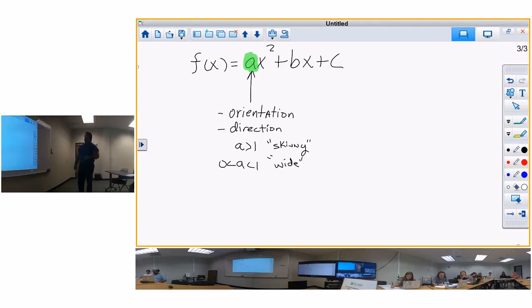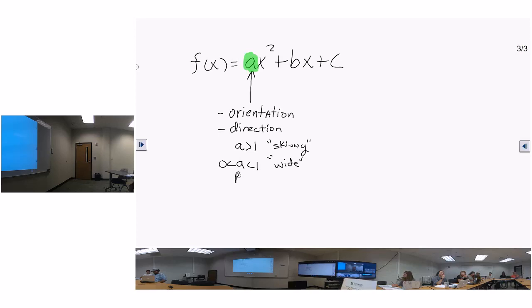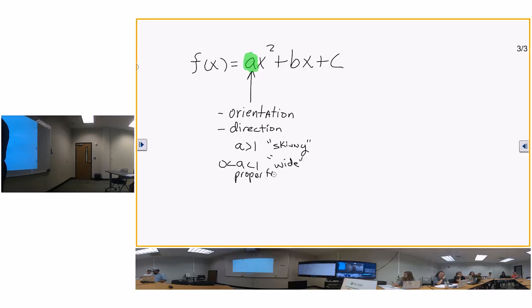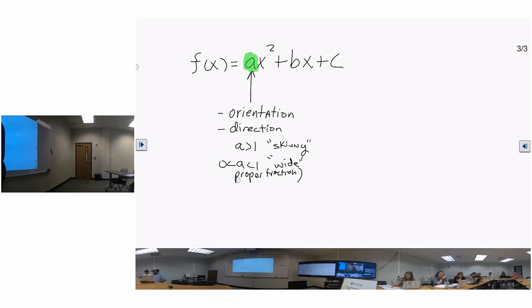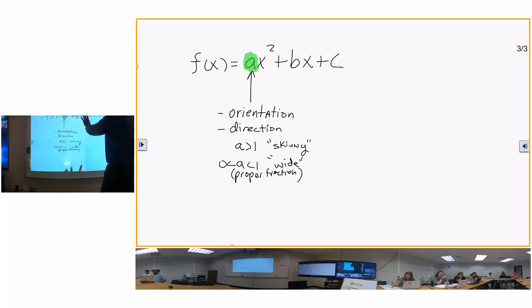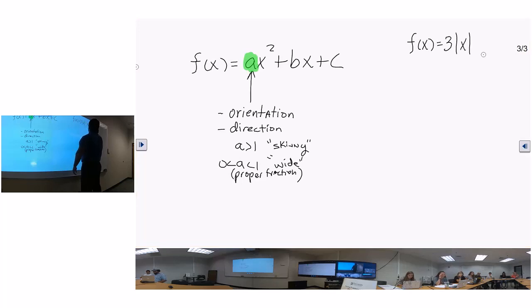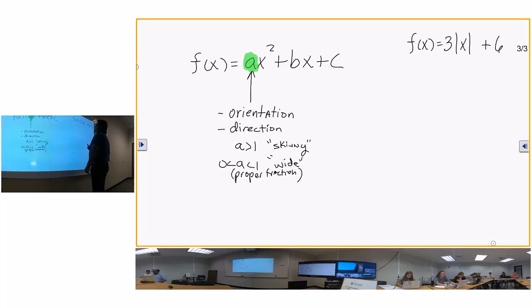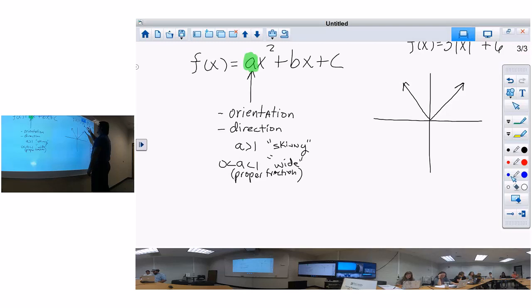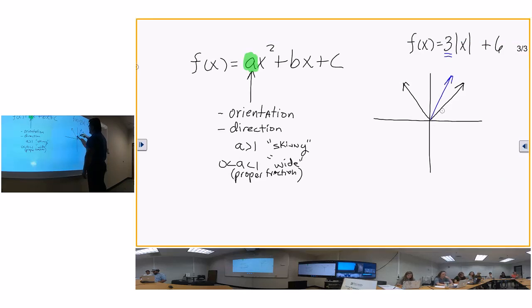Anyway, so if it's proper, then it's going to be wide. Proper fraction. Okay, now, Hubert, where is this going? Okay, now, this is a parabola. All right, what if I give you this? F of x is equal to 3 absolute value of x plus 6. Then you would automatically know, you'd say, okay, my parent graph says that the absolute value looks like that, but 3 tells me that it's going to be what? Skinny. It's going to be skinny.